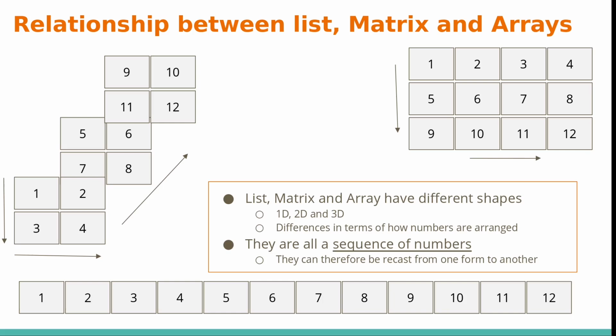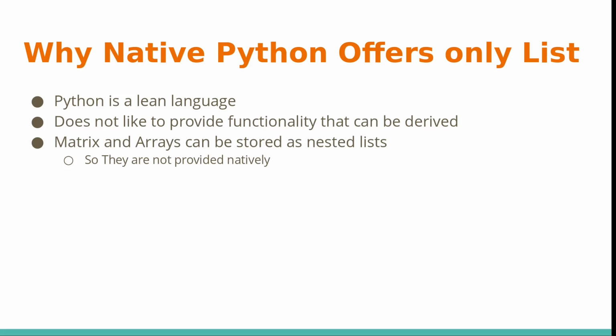And this is important from the standpoint of how these numbers are to be stored, what type of data structures we need to work with matrices and arrays, and how we go from a list to a matrix or a matrix to a list and vice versa. Native Python, in terms of data structures, only offers a list. It doesn't offer us a matrix data structure or an array data structure like some other programming languages do. And this is because Python is a lean language and it does not like to provide functionality that can be derived.